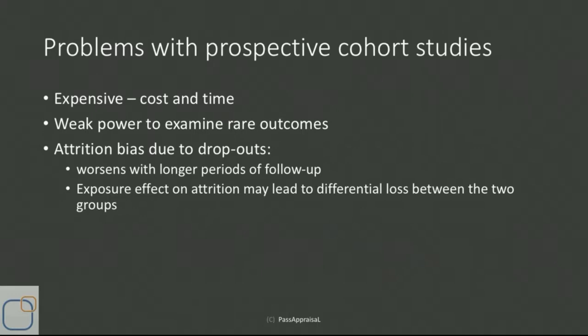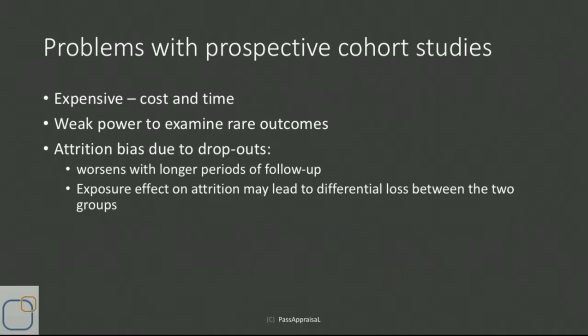Attrition bias is an important bias with prospective design. It happens because of dropouts. Attrition bias worsens when you have a very long period of follow-up. So the longer the period of follow-up, the worse the attrition bias becomes. Exposure effect on attrition may lead to differential loss between the two groups. That's when we worry about a bias.